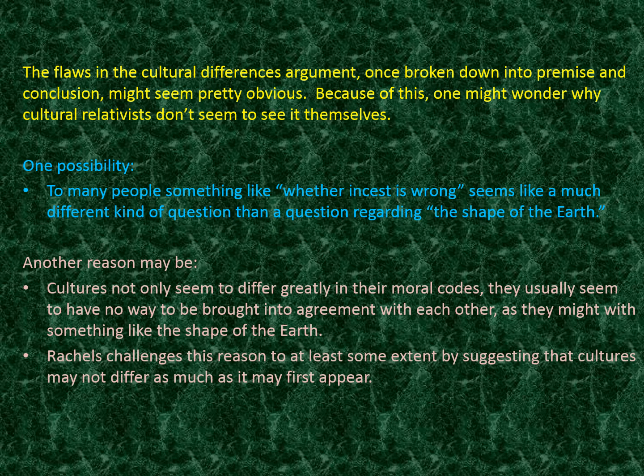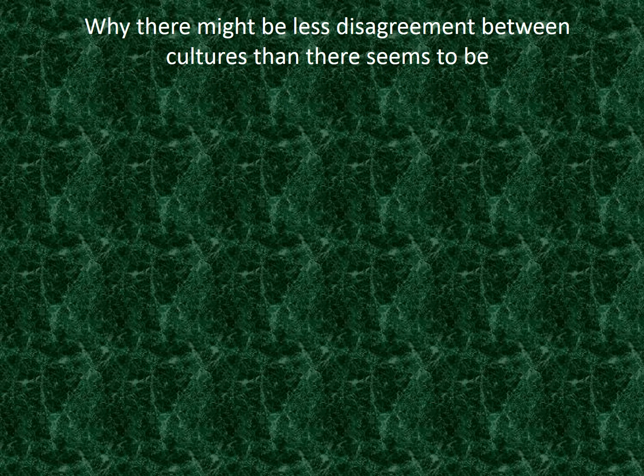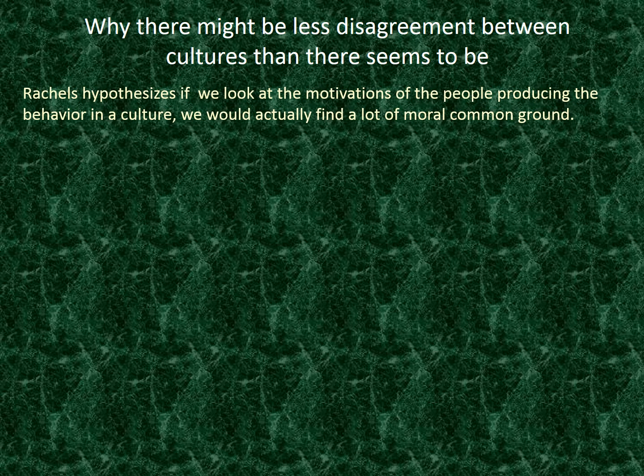In addition, Rachel challenges this reason to at least some extent by suggesting that other cultures may not differ as much as they first appear. One of the things that may contribute to making the cultures in Benedict's piece, as well as those discussed at the beginning of Rachel's chapter, seem so strange, is that these pieces describe behavior. Rachel hypothesizes that if instead of looking at the behavior of the people in these cultures alone, we look at the motivation of the people producing the behavior, we would actually find a lot more common ground.